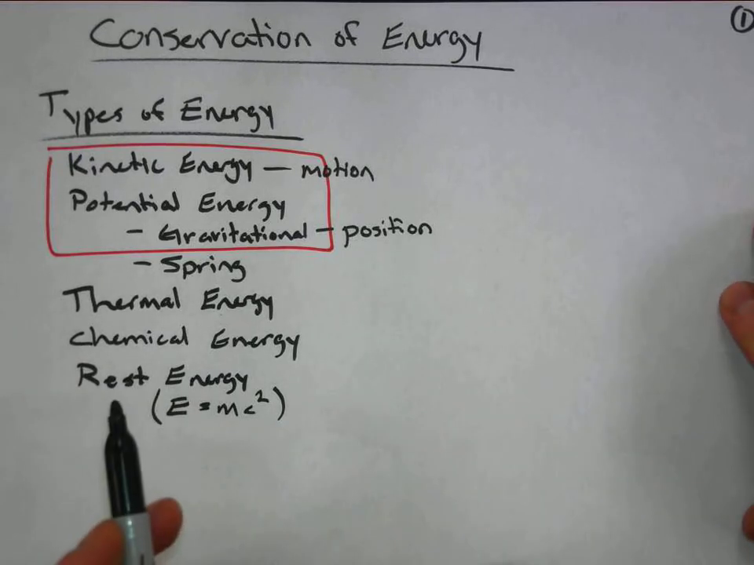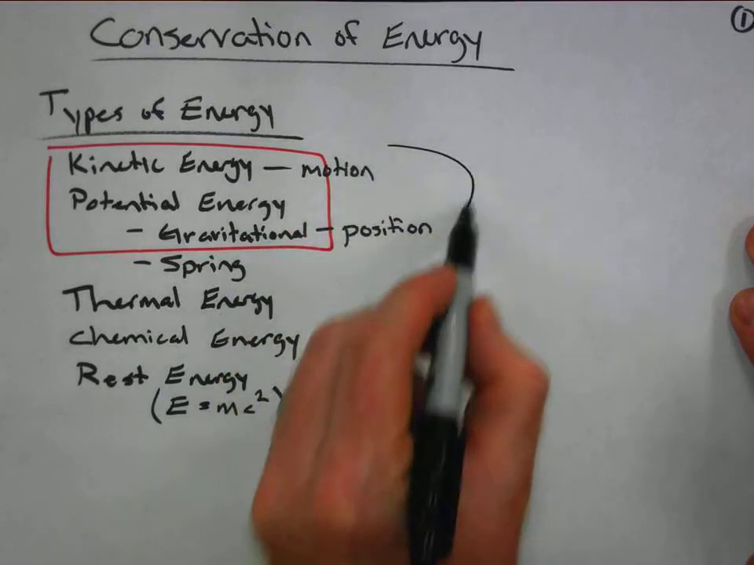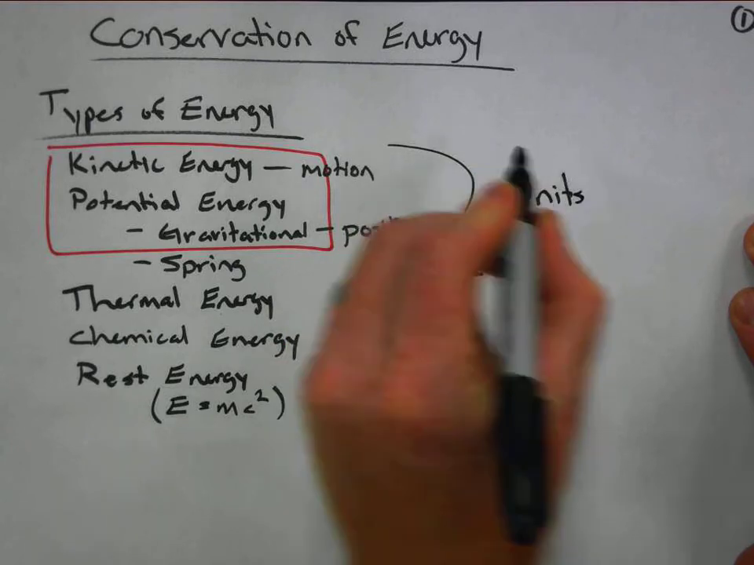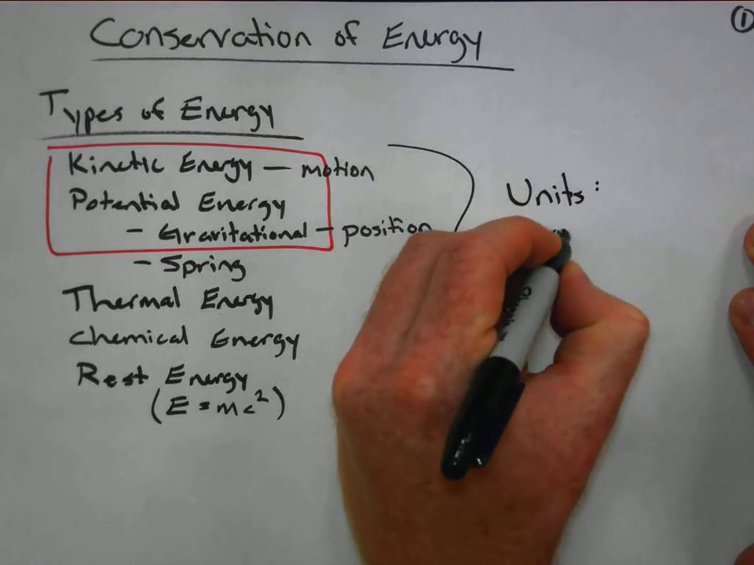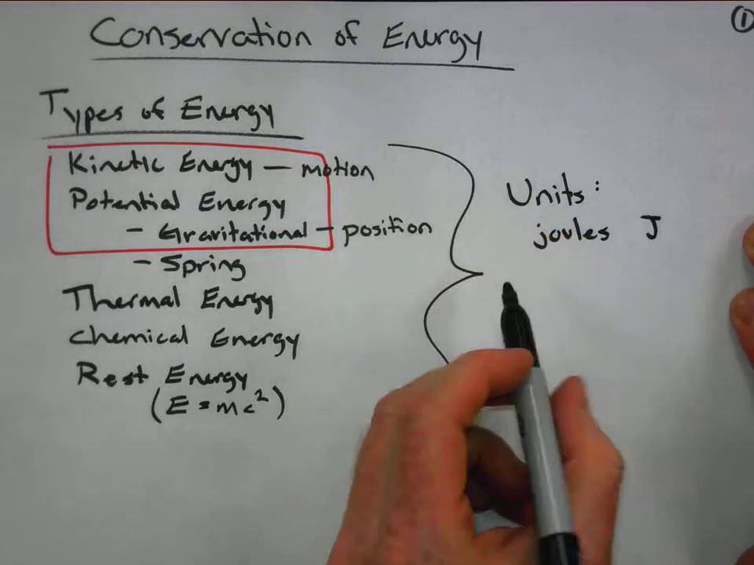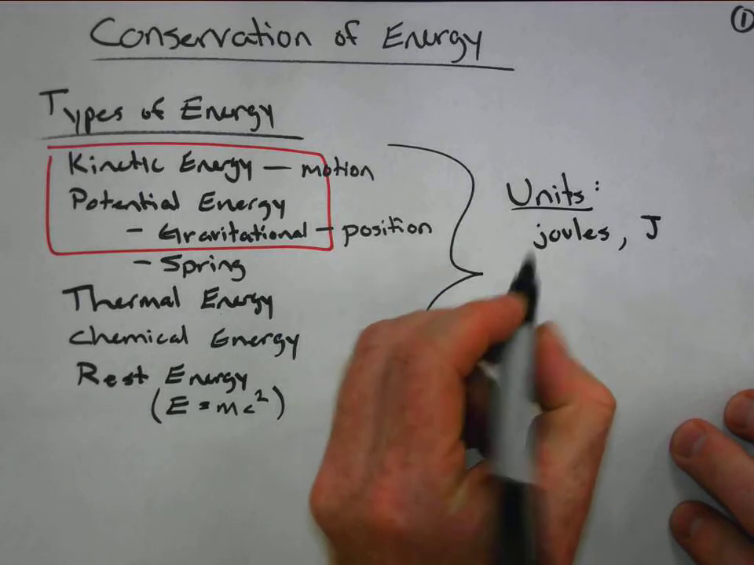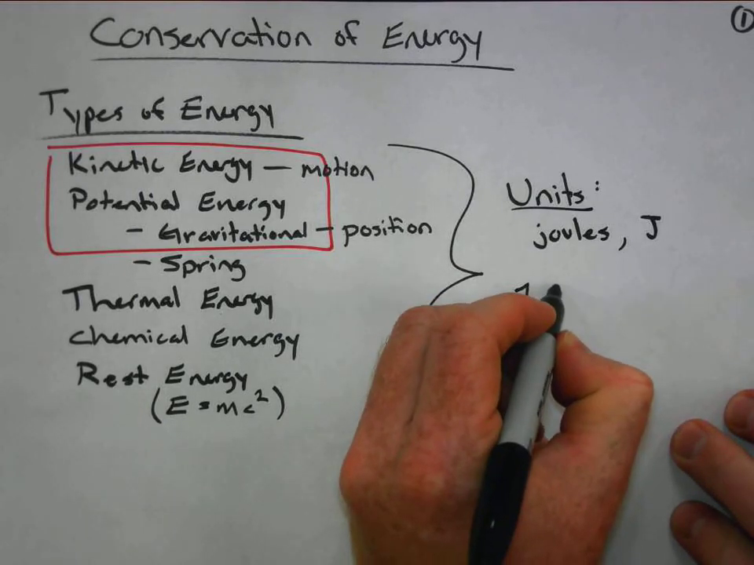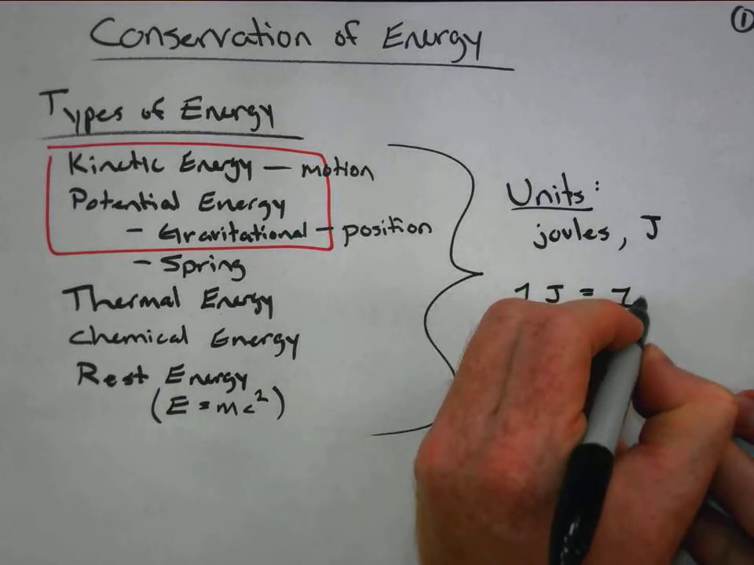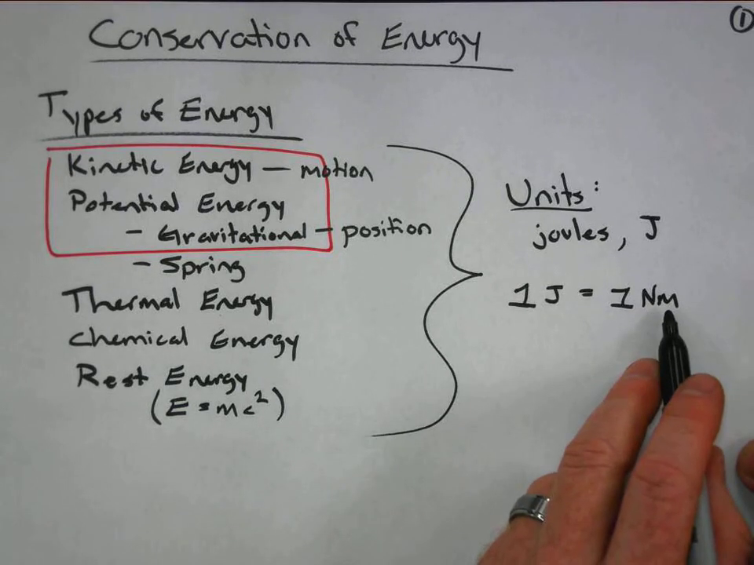Now, all forms of energy can be measured. How do we look at these things? All kinds can be measured in units of joules. Joules, we'll abbreviate with a capital J. And what is a joule? 1 joule is equivalent to 1 Newton meter. And a Newton is force, a meter is distance, so you have force times distance.